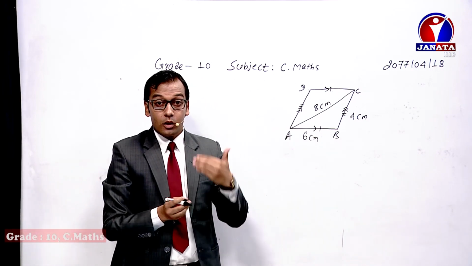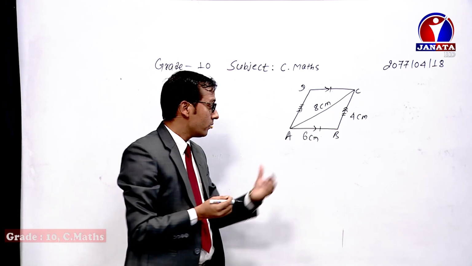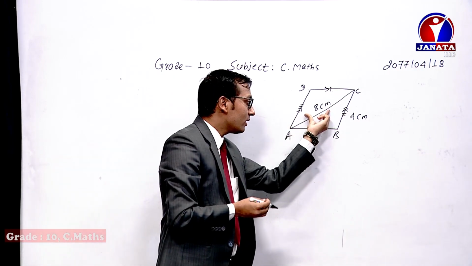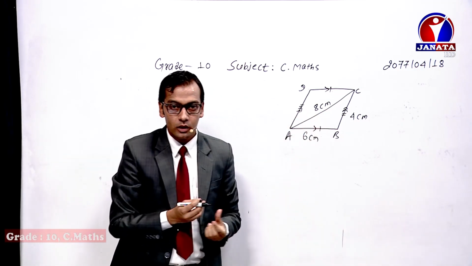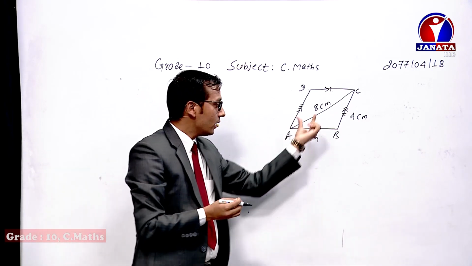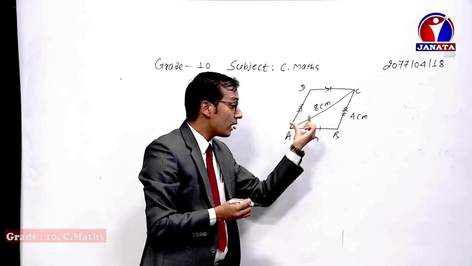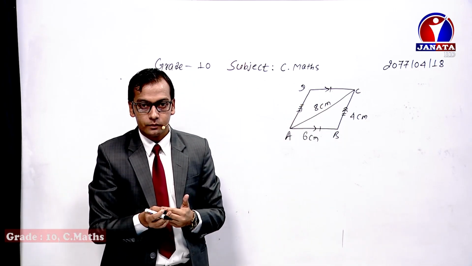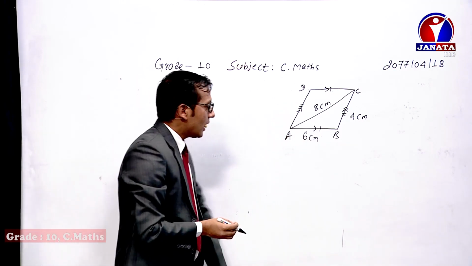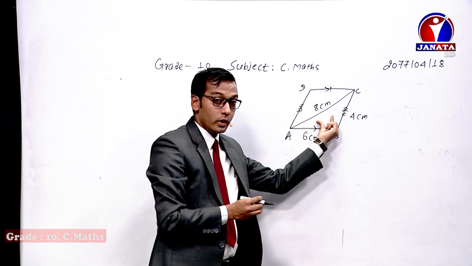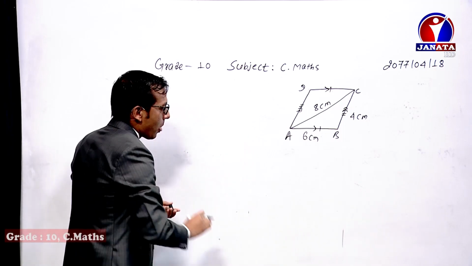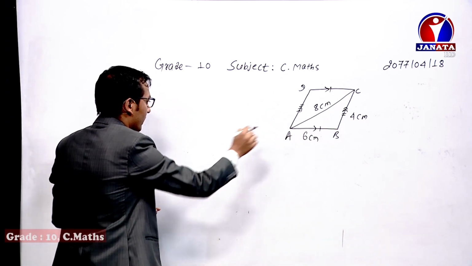So let me recall one important feature of a parallelogram. In a parallelogram, the diagonal AC is drawn in the figure. A diagonal bisects a parallelogram. That means AC divides parallelogram ABCD into two equal parts. So after knowing the area of triangle ABC, we can find out the area of this whole figure. So let's find the area of triangle ABC.